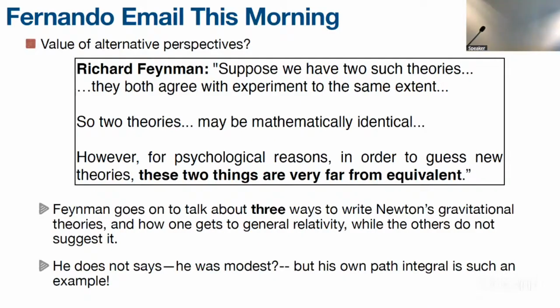From my advisor, appealing to authority in a different way, and appealing to Richard Feynman here, who explained the value of having an alternative perspective. Thanks.